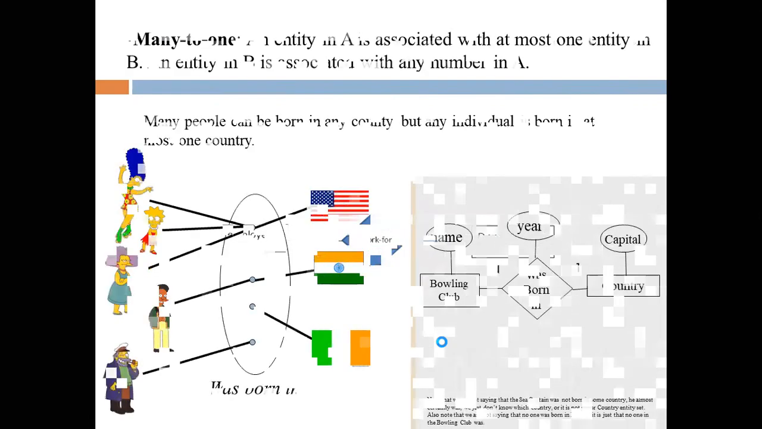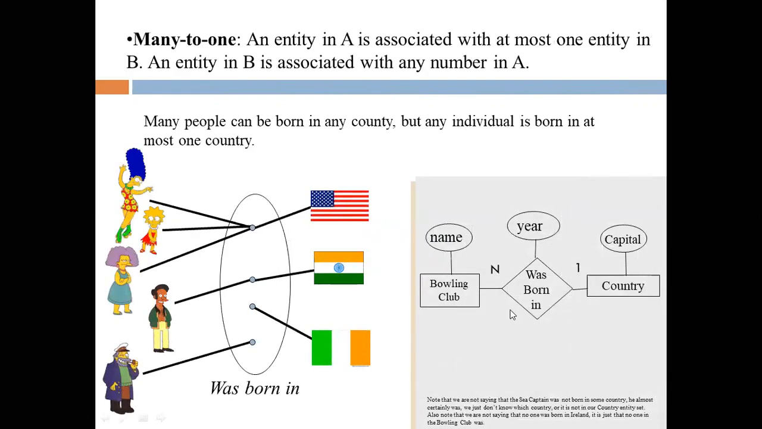We'll take another example of many to one. We have two entities, one is bowling club and the other one is country. Many people can be born in any country, but an individual is born in at most one country. So this person is born in this country. N number of people can be born in one country, so one country can have any number of people born in it. This is many to one, N:1. This is the corresponding ER model for this example.